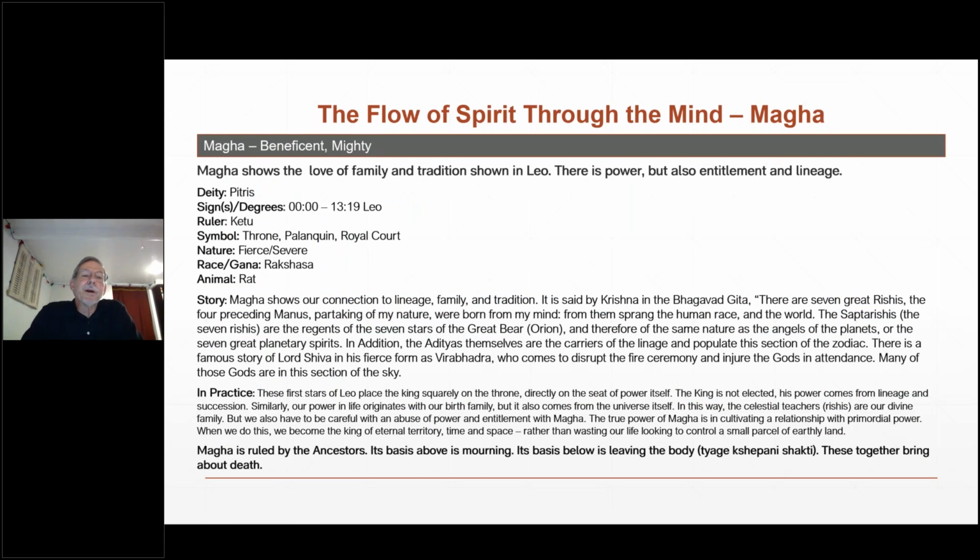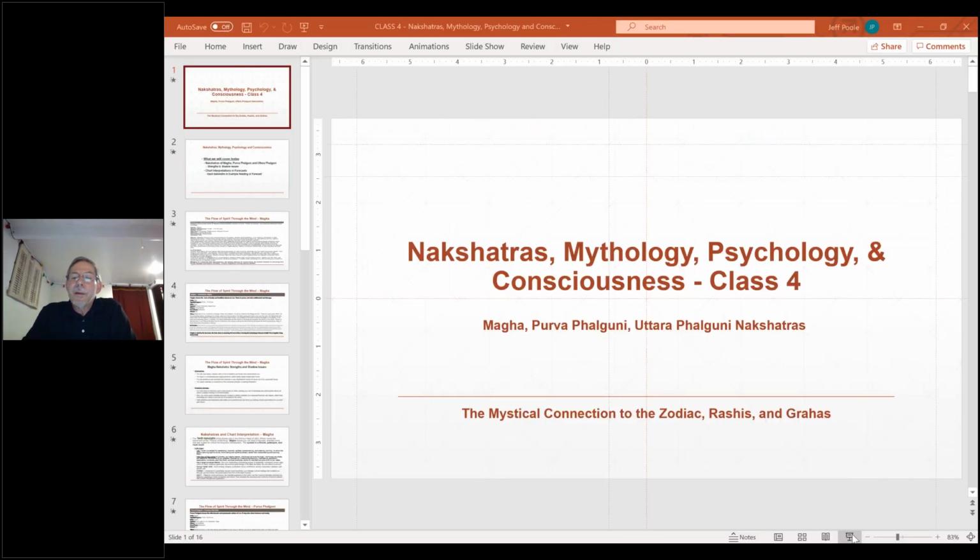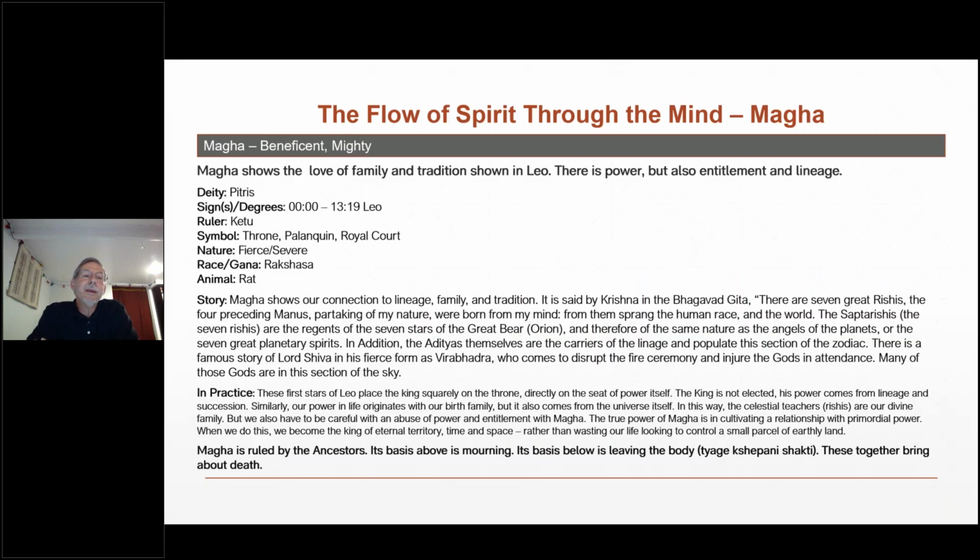So when we look at Magha, there are some interesting things about it. First of all, when we look at the force behind it, the nature is fierce and severe, and whenever we're dealing with things of power, we're dealing with that. I don't know what happened to the slides, but it just decided to jump out. Okay. So you'll see the fierce, severe nature that is certainly in the first section of it. Magha shows that connection to the family, tradition, all those things we talked about.